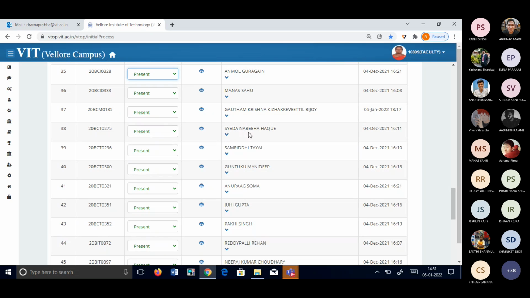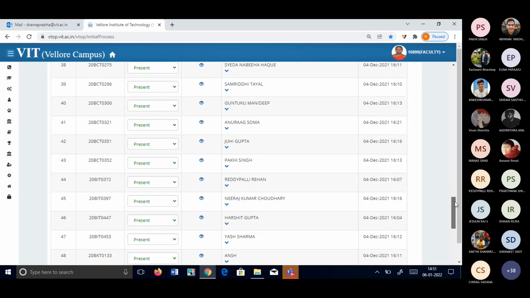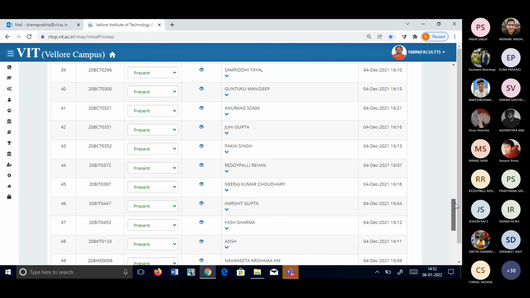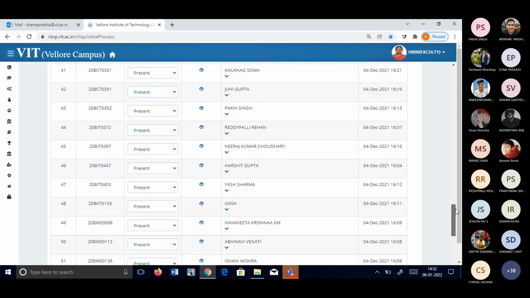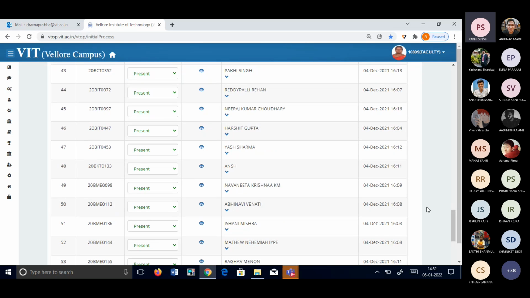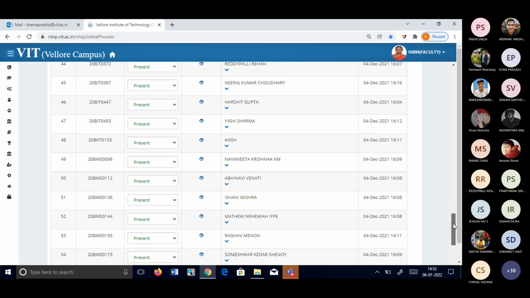Naviha? Present, ma'am. Samriti? Present, ma'am. Manideep? Present, ma'am. Anurag? Anurag is there? Juhi? Present, ma'am. Paki Singh? Present, ma'am. Paki Singh is there? Present, ma'am. Rehan? Present, ma'am. Neeraj Kumar? Present, ma'am.